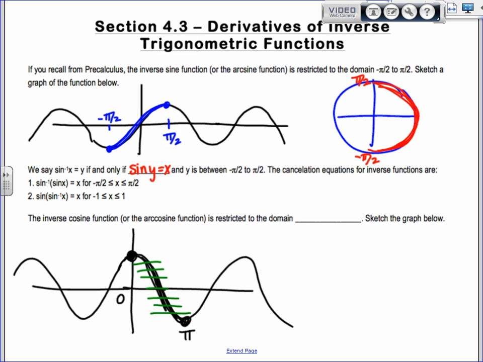So the inverse cosine function, or the arc cosine function, is restricted to the domain 0 to pi. Okay, so its graph is going to be, it's hard to draw because it's always a reflection over the line y equals x. So how do you draw it? It's really hard to draw. But it ends up being the inverse of the cosine function. Remember how you switch your x and y values?